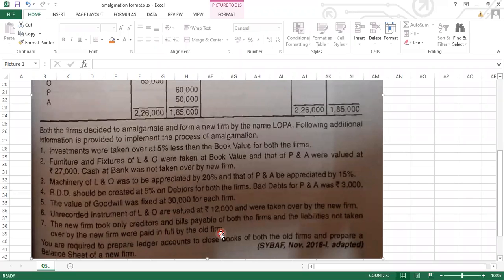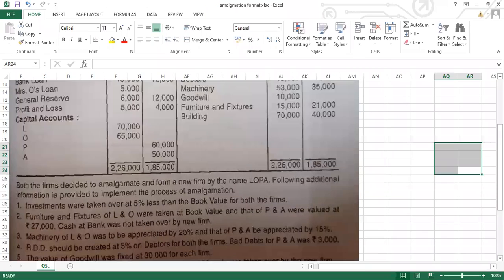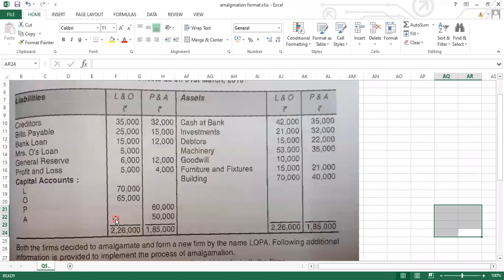मतलब इसके अलावा देखो, creditors and bills payable के अलावा we only have two other liabilities, that is बैंक का लोन and O का loan. Okay, that is O का loan and bank का loan. Only we have these two liabilities with us. So this will not be taken over by the new firm. Old partners इसको क्या कर देंगे? Pay off कर देंगे. और ये जो भी देखना है वो किसको देखना है? Old firm को देखना है.